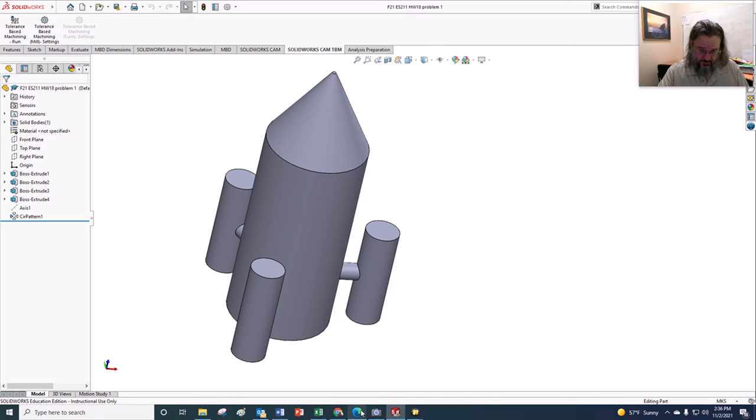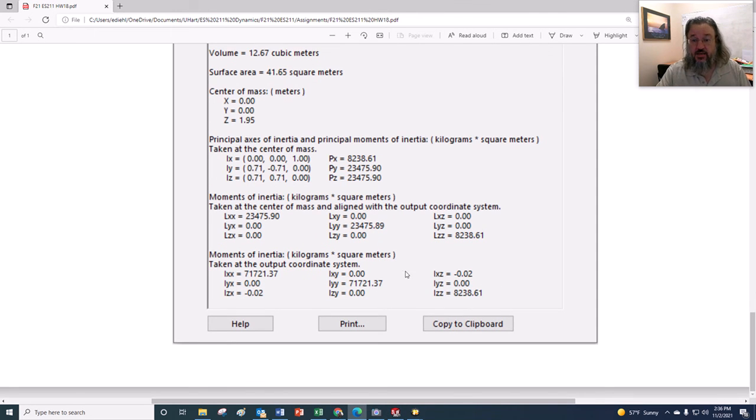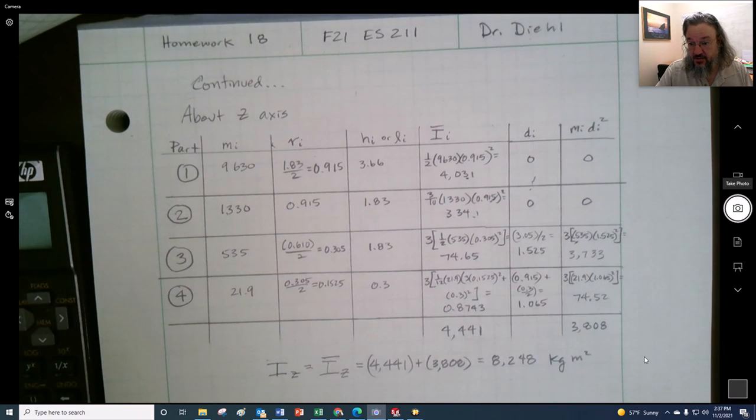But if you take a look at the answer here, right, so you can see that they're basically the same thing. Moment of inertia taken at the center of mass and aligned with the output coordinate system, or you have moment of inertia taken about the output coordinate system. Either way, this is 8,238, and we got 8,248. So we're darn close. It's probably all just round off error, but also remember that the mass was slightly different.